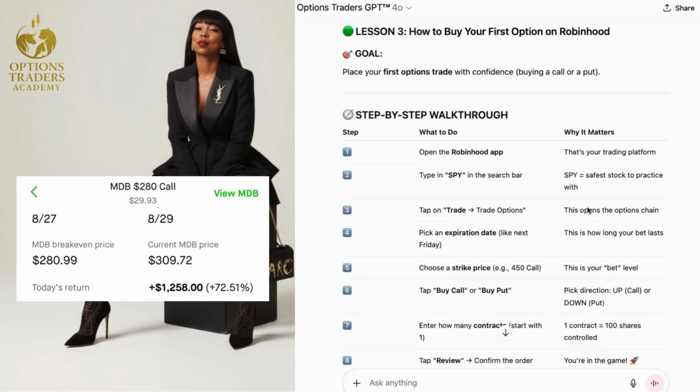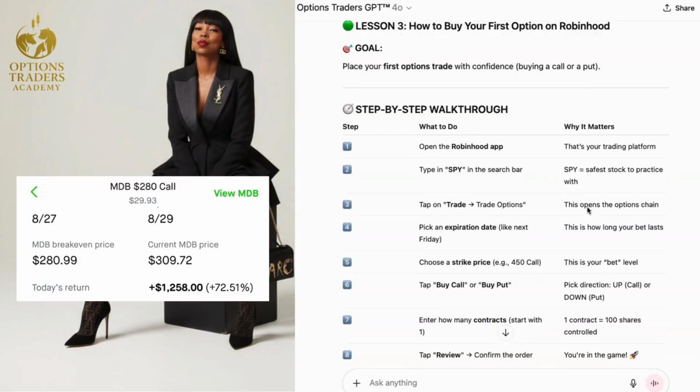So lesson 3, how to buy your first option on Robinhood. And yes, we use Robinhood. Yes, there are other platforms, but you use what's best for you. We use Robinhood because it's best for us, and it's easy for me to teach that way, okay?